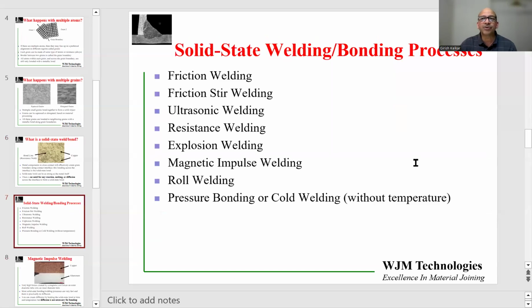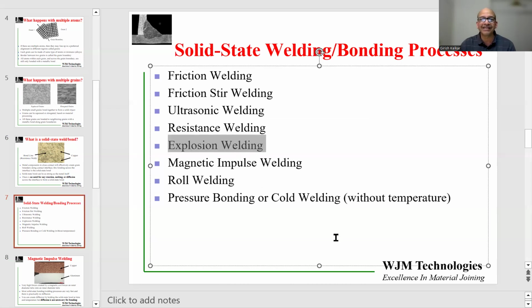There are many processes which produce such solid state bonds or solid state welds, including friction welding, friction stir welding, ultrasonic welding, resistance welding, explosion welding. Yes, there is a process called explosion welding. How that works is you take two sheets of metal, and you have an explosive on one side, and you trigger that explosive, and one sheet is accelerated onto the other sheet with extremely high force, and that produces a fantastic solid state bond. Of course, this is not something you want to do in your home or even in a factory. There are very special locations where this is done in a safe environment.